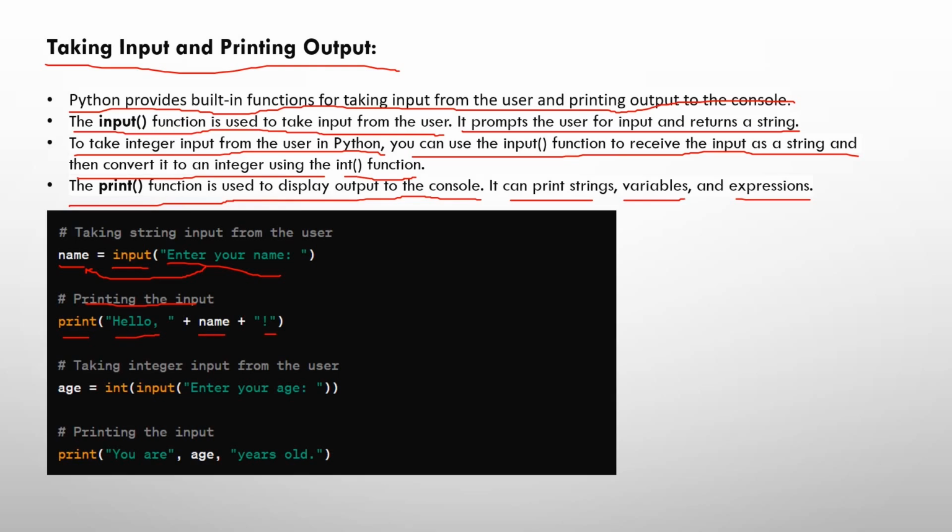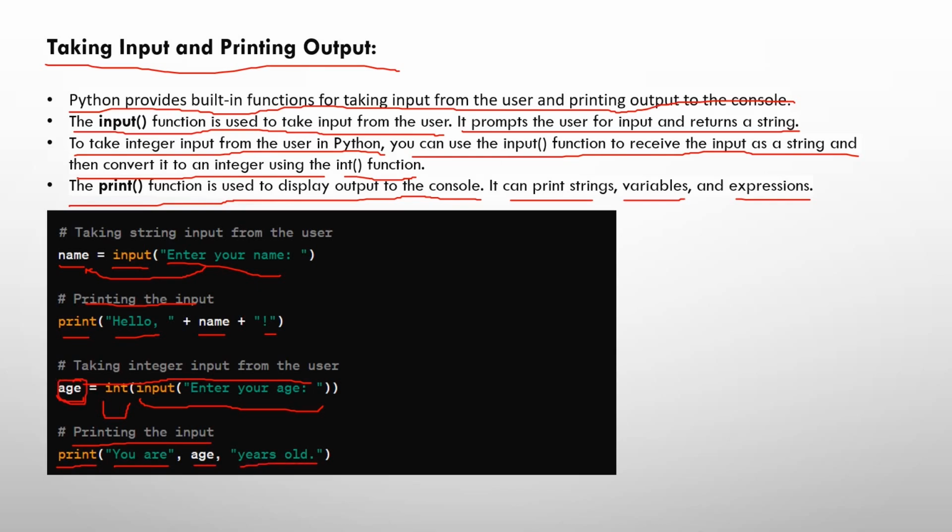Then we have taken integer input from the user. So again, we have a variable called age. We have taken input from the user. So first of all, it will be stored in the form of a string, and then with the help of the int function, we can convert it into an integer. Now we have printing the input. So again, we have used the print function. We have first printed you are, then age. Age is the same variable that we have used here, and then years old.